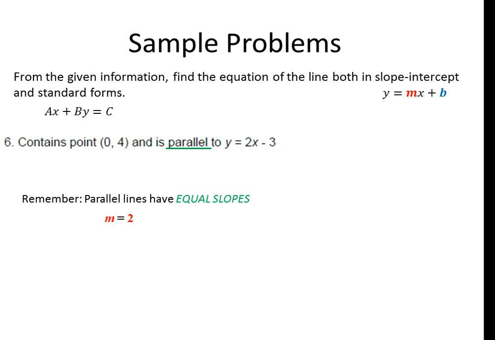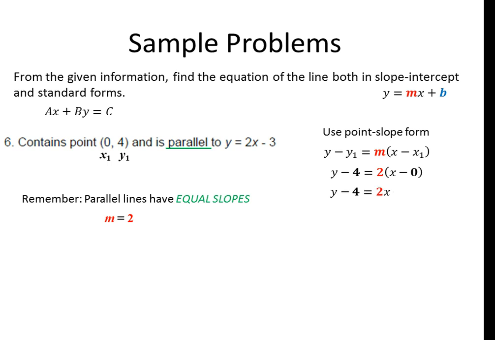I'm going to go ahead and mark my (0, 4) as x1, y1. And just like the previous problems, I'm going to use point slope form. So plug in your values, and we're going to distribute the 2, or multiply if you want to say, 2 times the x and 2 times 0. Notice the 0 completely disappears in this problem. We're going to continue on.